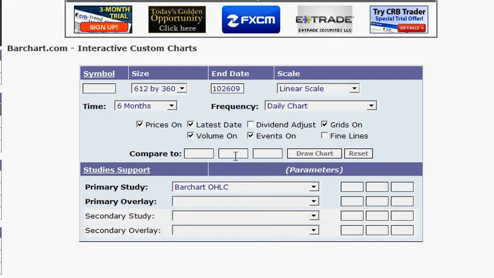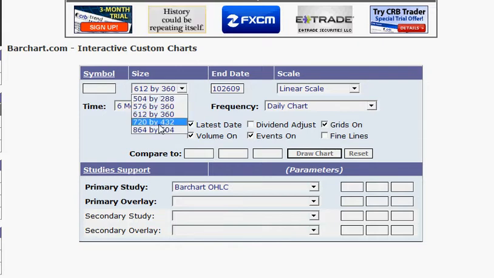Okay, so when you click on custom charts on ProfitTrading.com, this is where it'll bring you to in BarChart.com. Now here's where you enter your symbol. Here's where you make the size of your chart. Usually I use the 864 by 504, but it just depends, you know.